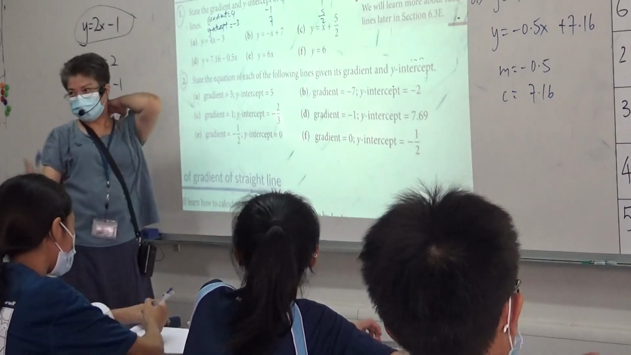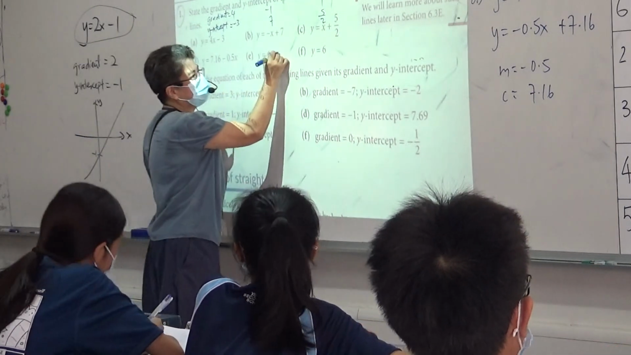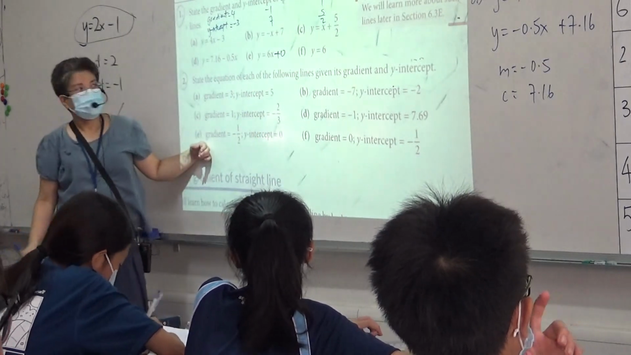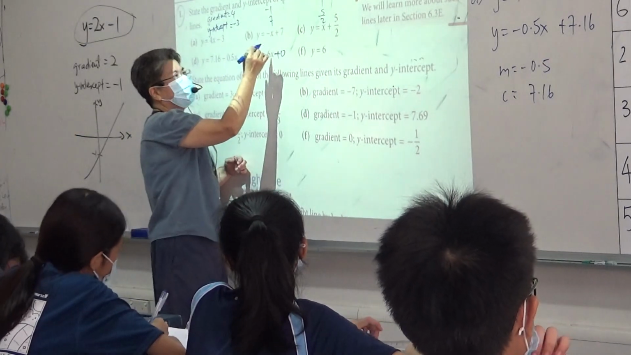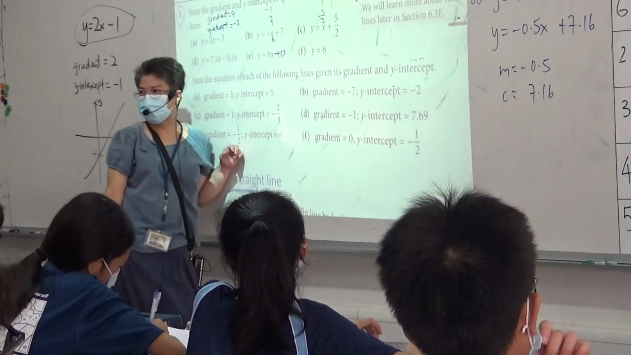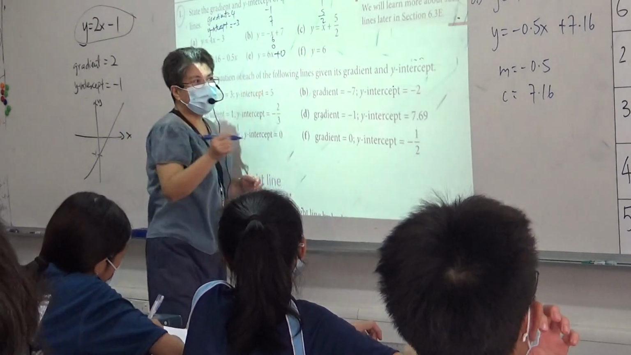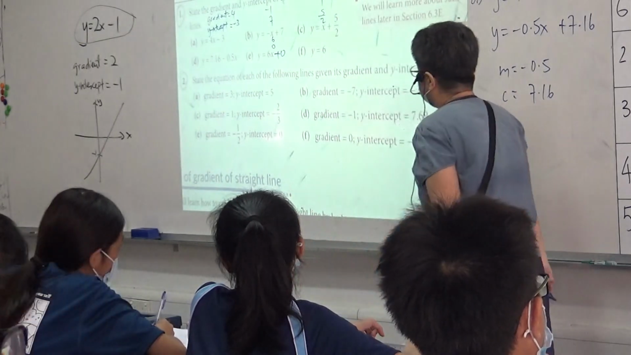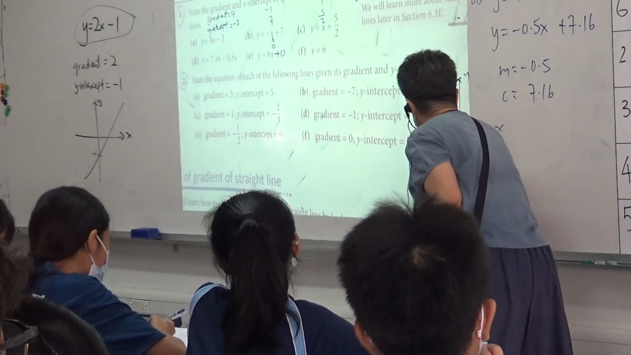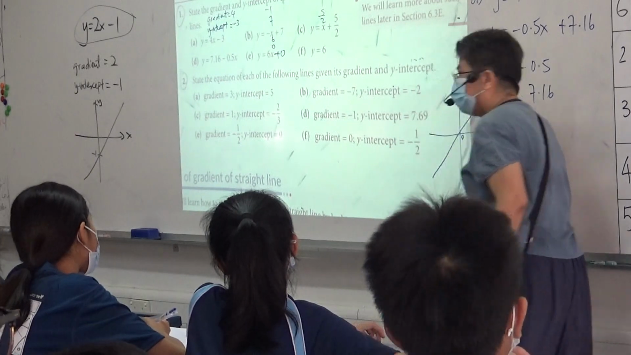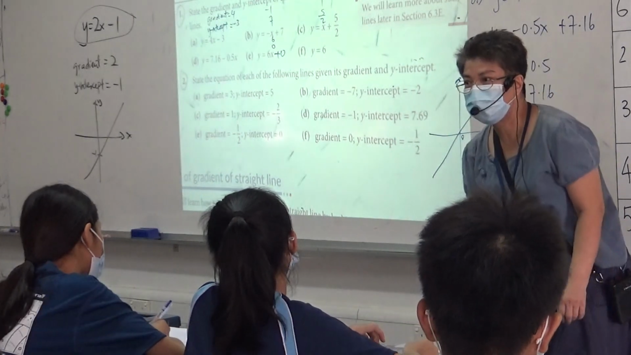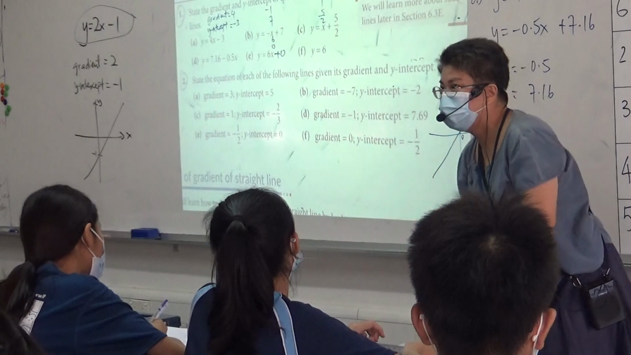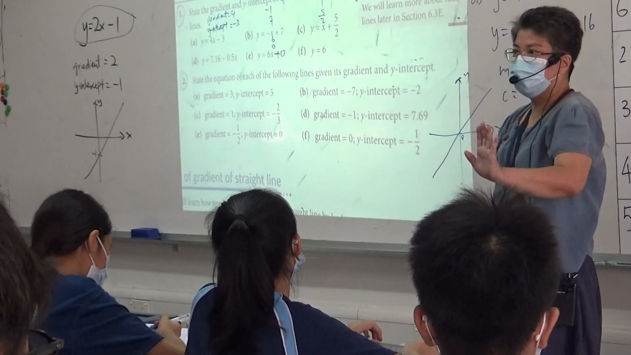Y equals to 6x. Now, I want to warn you. Y equals to 6x means 6x plus 0, right? What is the y-intercept? I'm sorry, what's the gradient? 6. What's the y-intercept? 0. Now, when y-intercept is 0 and gradient is positive, that means it passes through the origin, right? You will cut the origin, correct? But must you write that plus 0? No need, no need. Okay?